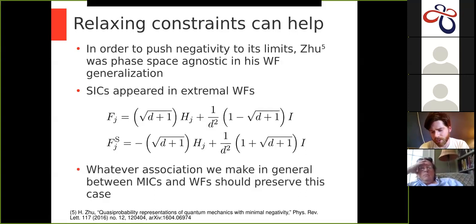So I liked that association. It's the first time that I had the idea of relating any Meek and Wigner functions. And so the natural next question is: is there a good procedure for relating all Meeks with Wigner functions, not just the Seeks? But whatever association we do come up with, we would like to preserve this special case because it definitely seems to be the right connection to make.